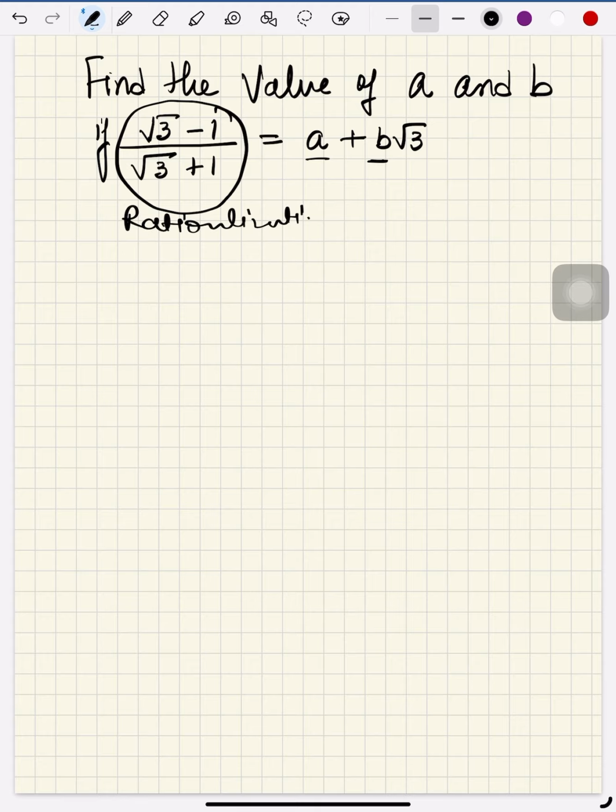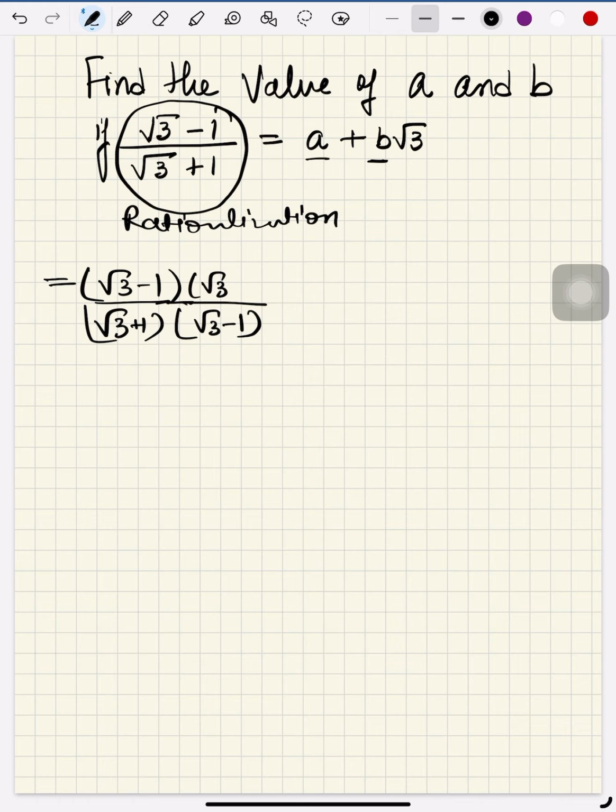Rationalization. Okay, where you just look at the denominator, root 3 minus 1 over root 3 plus 1. When you rationalize it, you multiply the conjugate of your denominator with the numerator and denominator, like root 3 plus 1 in the denominator. So you have to multiply root 3 minus 1 with the numerator, obviously. Correct? And that gives you root 3 minus 1 whole square over root 3 plus 1 and root 3 minus 1.